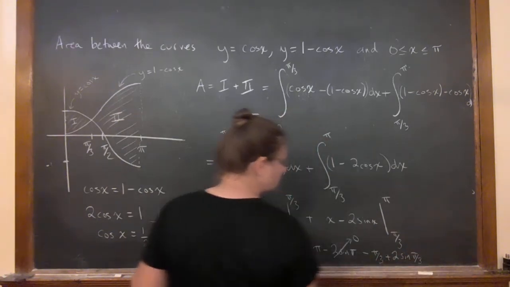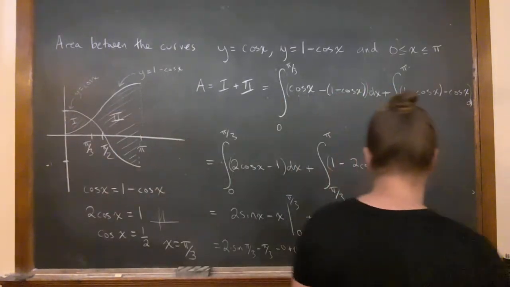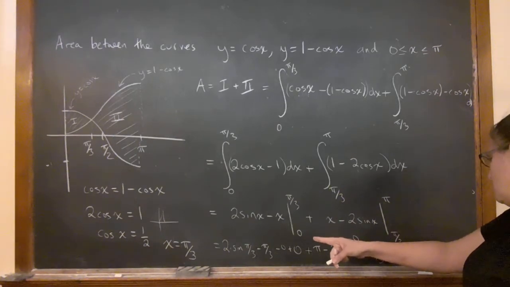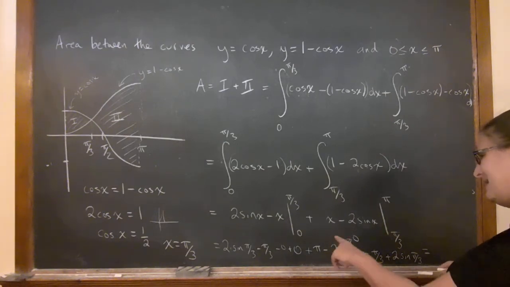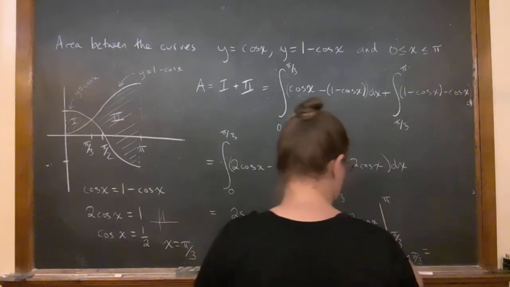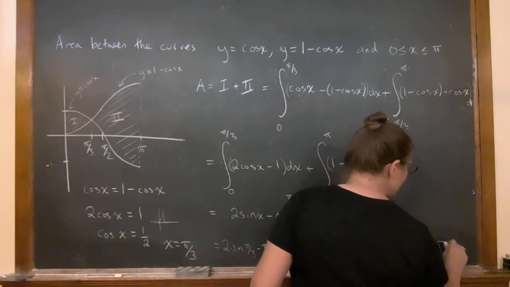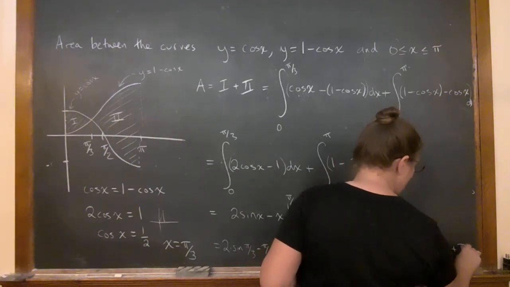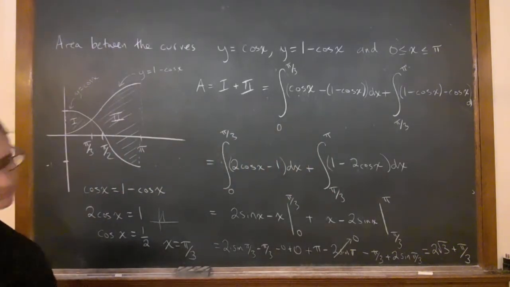So sine pi over 3 is root 3 over 2, right? So this is square root of 3. So square root of 3 plus pi minus, so I got, wait, root 3 over 2, but there's 2 of them, right? So it's 2 root 3 plus pi over 3. Anyway, that's what you got. Yeah, that's what I got.